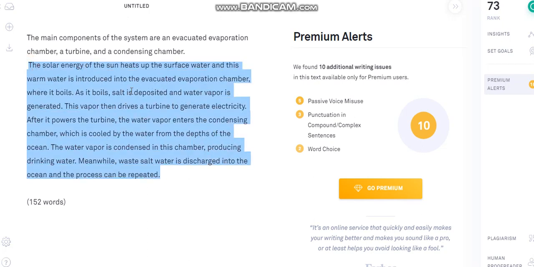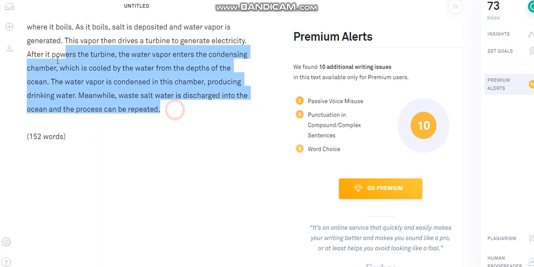The solar energy of the sun heats up the surface water, and this warm water is introduced into the evacuated evaporation chamber where it boils. As it boils, salt is deposited and water vapor is generated. This vapor then drives a turbine to generate electricity. After it powers the turbine, the water vapor enters the condensing chamber, which is cooled by the water from the depths of the ocean. The water vapor is condensed in this chamber, producing drinking water. Meanwhile, waste salt water is discharged into the ocean, and the process can be repeated. I think it is okay. I think there's no mistake here.